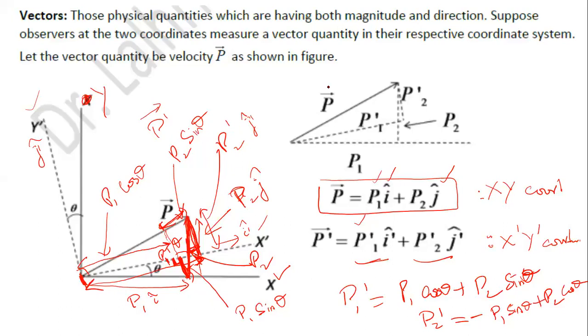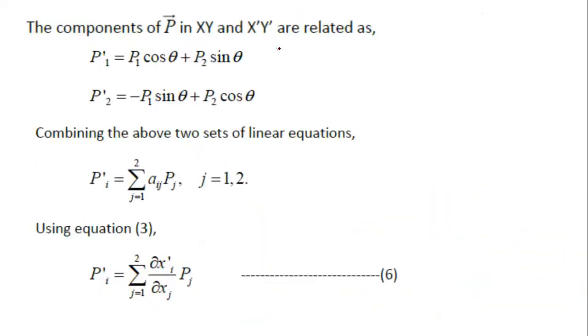So if P is a vector quantity, these are the components of P in the xy coordinate. These are the components of P prime in the x prime y prime coordinate, the same velocity you measured in the prime coordinates, that is P1 prime, P2 prime. So the components of the vector quantity you measure in the prime coordinates are related to the components you measured in the unprimed coordinates using these two sets of relations. P1 prime is equal to P1 cos theta.